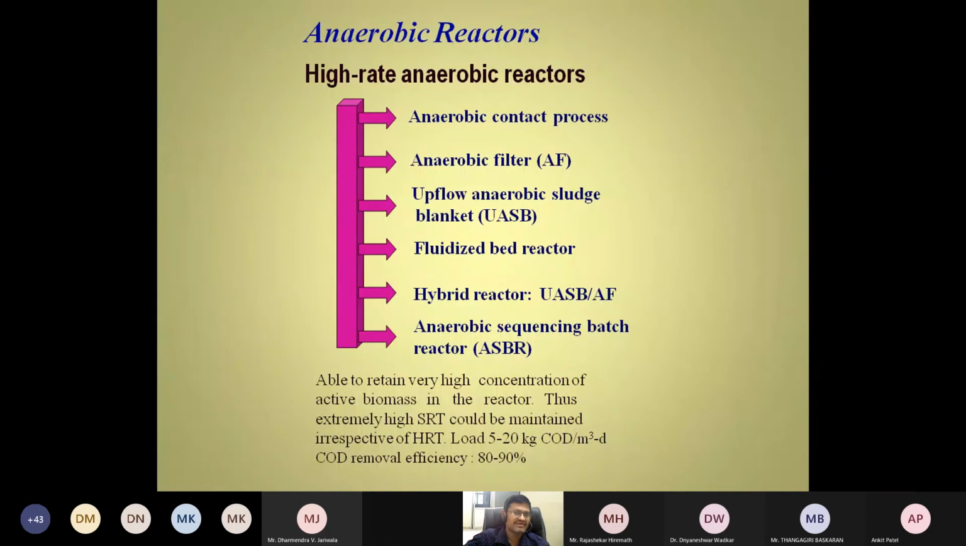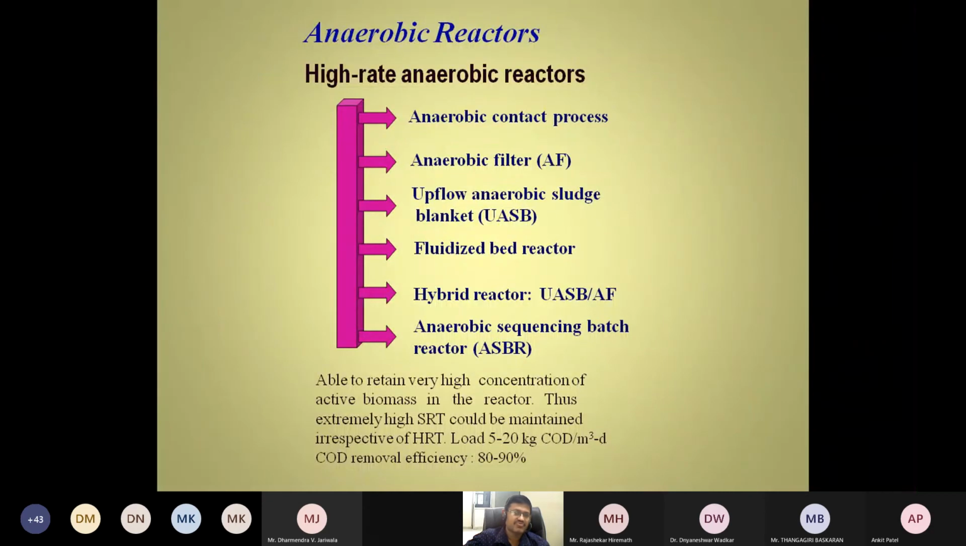So CO2, when it is dissolved, forms carbonic acid and the pH becomes less. And if the pH becomes less in your anaerobic reactor, your whole microorganism population will die. So what do you have to do? You have to add some alkaline material. Alkalinity has to be added.